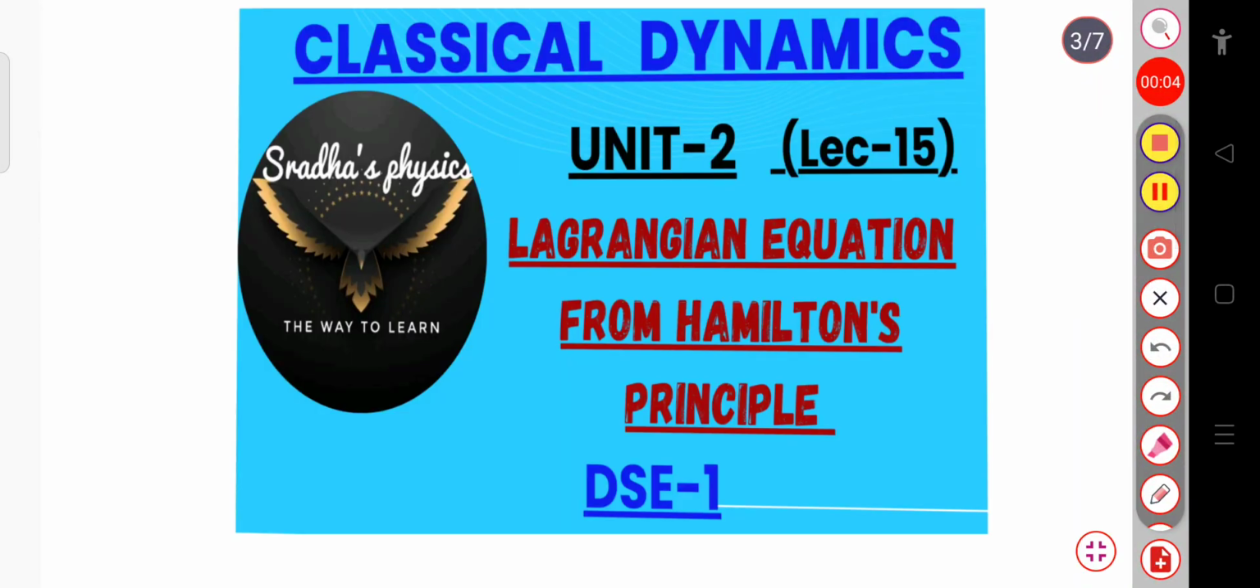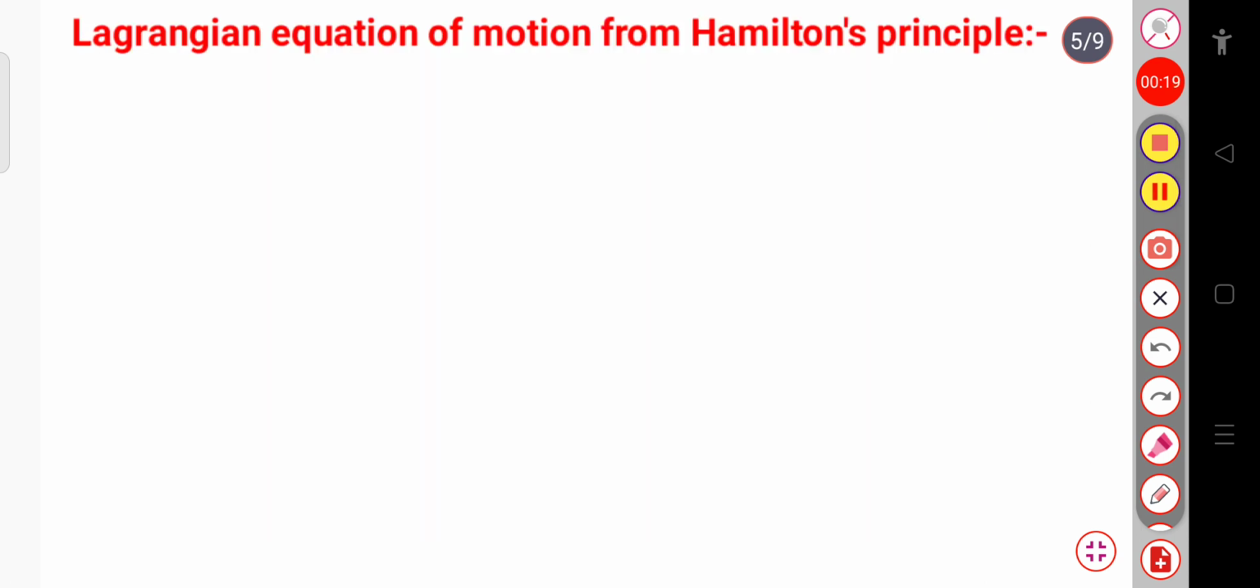In this part we will see the Lagrangian equation from the Hamilton's principle. That is, basically here we will consider the Hamilton's principle, and from that Hamilton's principle we will deduce the Lagrangian equation of motion. So let us now start our topic. So let us consider the Lagrangian L.